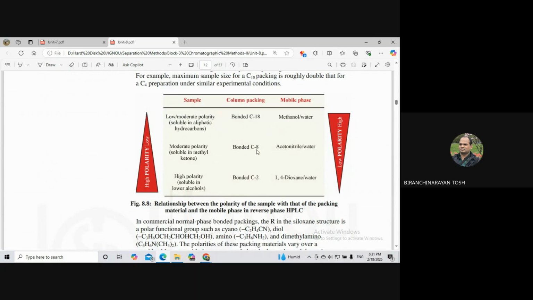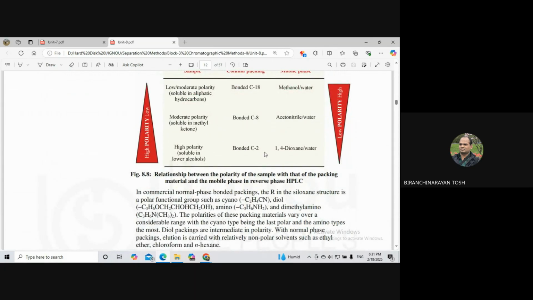So what is the column packing and mobile phase? The table is given here: the relationship between the polarity of the sample with that of the packing material and the mobile phase in reverse phase HPLC.